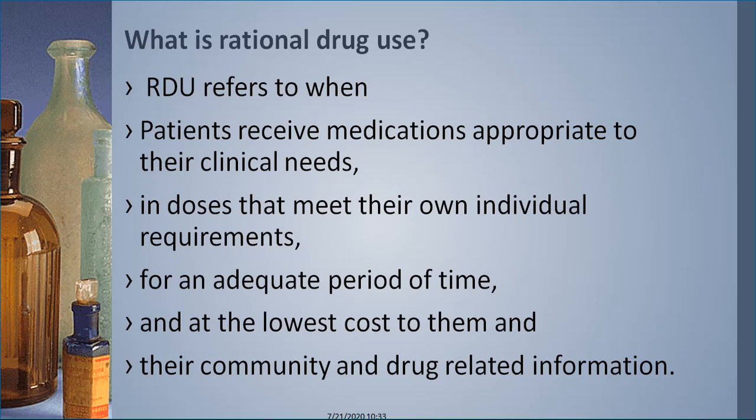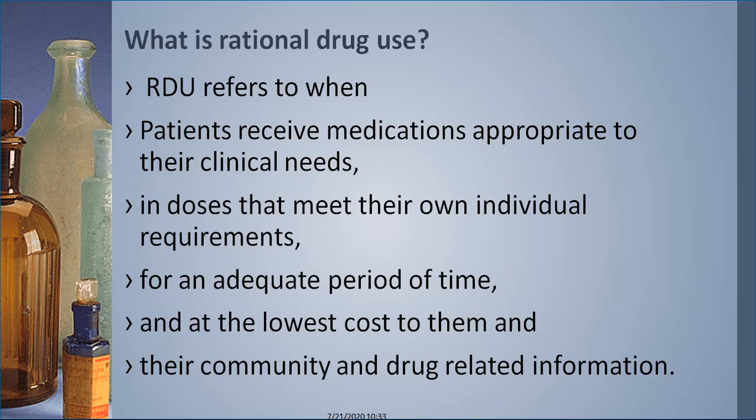Rational drug use refers to when, one, patients receive medicines appropriate to their clinical needs. When you say their clinical needs, for example, if I have malaria, I'm supposed to be given an anti-malaria drug. If I have malaria and somebody is giving me liver salt, Martin's liver salt, or Posnol 2, why will you give me Posnol 2 if I have malaria? I know the example I'm giving is extreme, but just to make my point, when we are talking about rational drug use, patients should receive medicines appropriate to their clinical need.